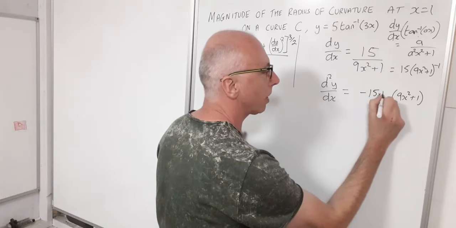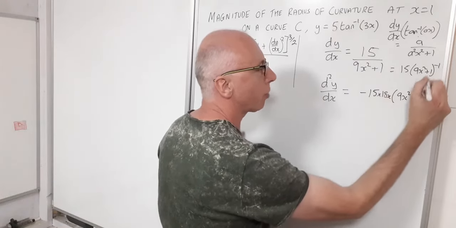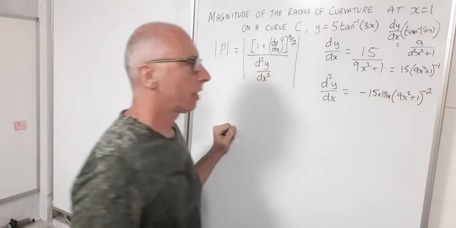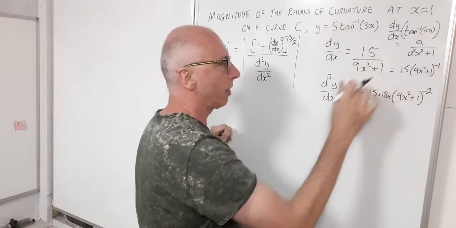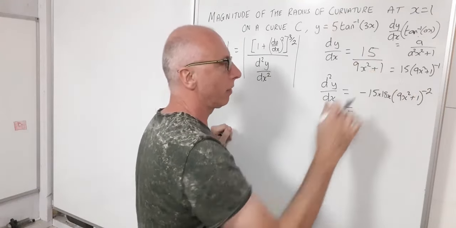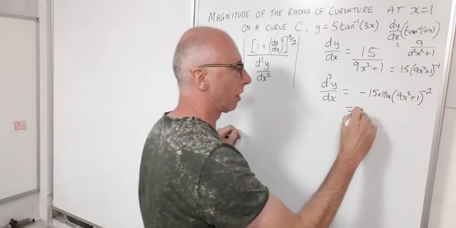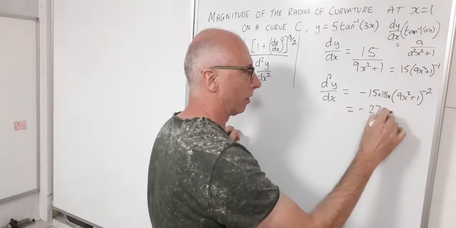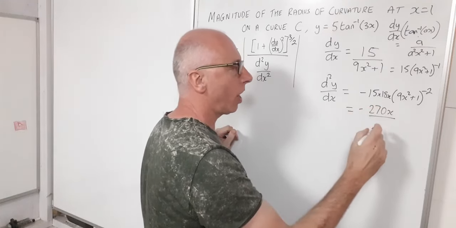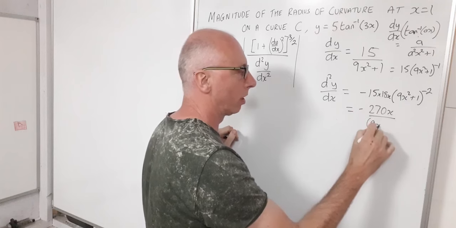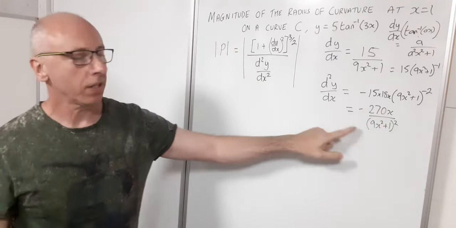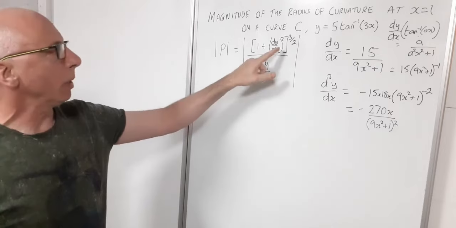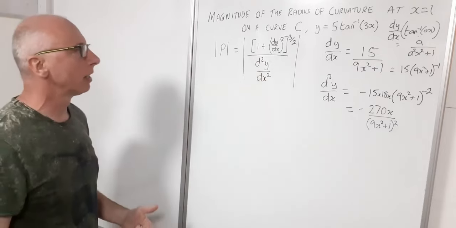So minus 15 times 18x, and then drop the power by 1, gives us minus 2. Now we can rewrite this in this kind of format. Minus 15 times 18x is minus 270 times x, and then over 9x squared plus 1, which is all squared. So that's our second derivative. So now we've got the building blocks for what we can put in here.